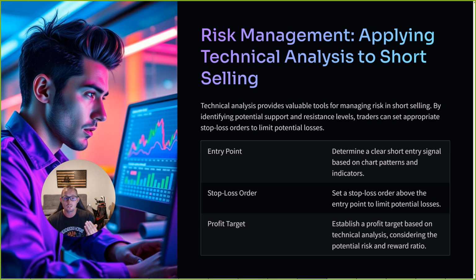Risk management, applying technical analysis to short selling. Technical analysis provides valuable tools for managing risk in short selling. By identifying potential support and resistance levels, aka ceilings and floors, traders can set appropriate stop loss orders to limit potential losses. Like I said in the first webinar, everybody that's a beginner, you should just make it super easy on yourself. Depending on the stock price and how much range, which means how much the stock can move, you should have a predetermined stop loss, like a 10-cent risk, 20-cent risk, 30-cent risk.